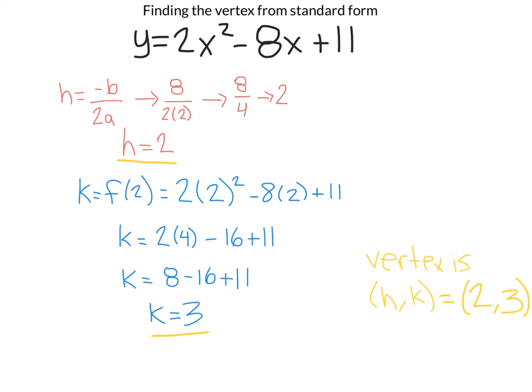Now we need to find k. To do this, you plug in the h value into the x values of the equation, so it would be 2 times 2 squared minus 8 times 2 plus 11. Simplify it to 2 times 4 minus 16 plus 11. Simplify again, 8 minus 16 plus 11. Simplify one last time to give you k equals 3. So your vertex is (h, k), which means it is (2, 3).